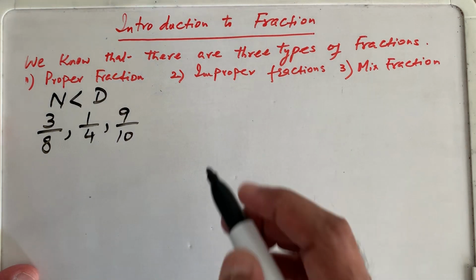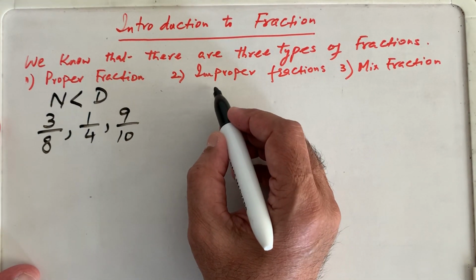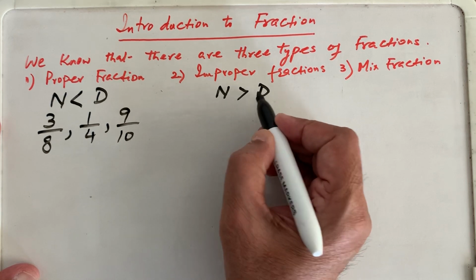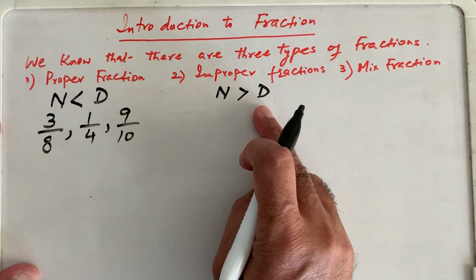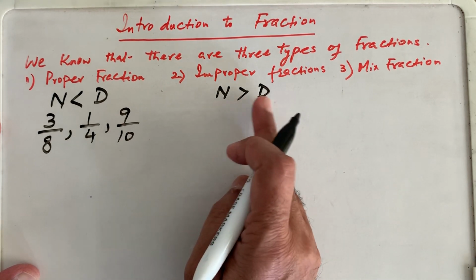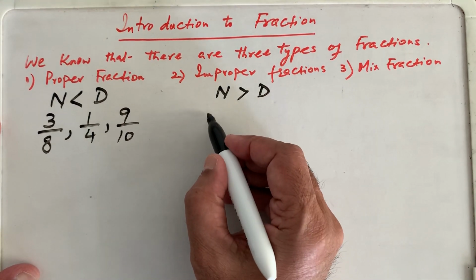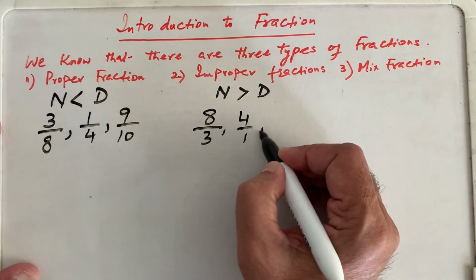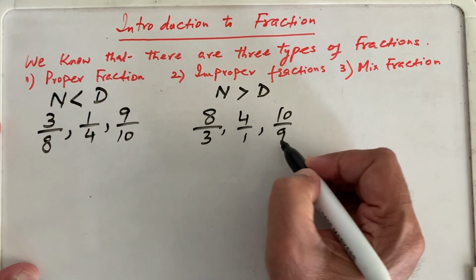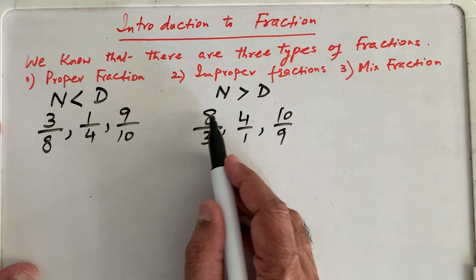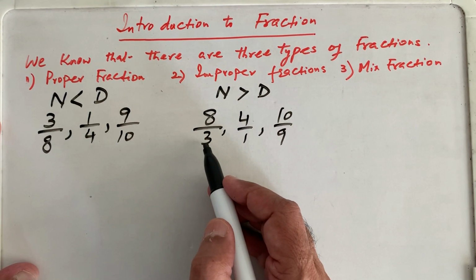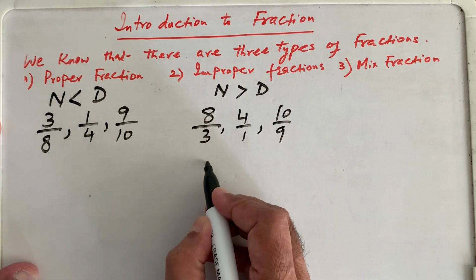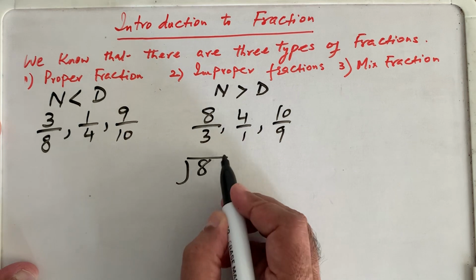And then there's another type of fraction, the reverse, where the numerator is greater than the denominator. We can say the reverse of these fractions: 3 by 8, 4 by 1, 10 by 9. All of these fractions have the numerator greater than the denominator. Whenever the numerator is greater than the denominator, the table can pass through and we have a whole number.